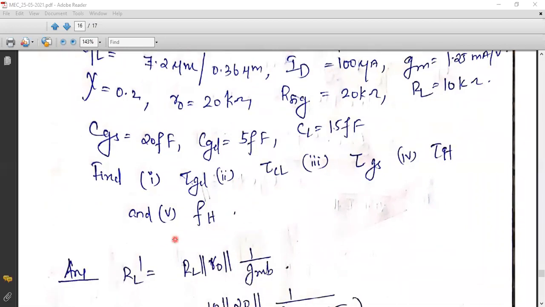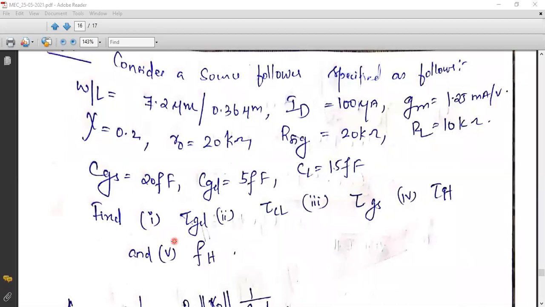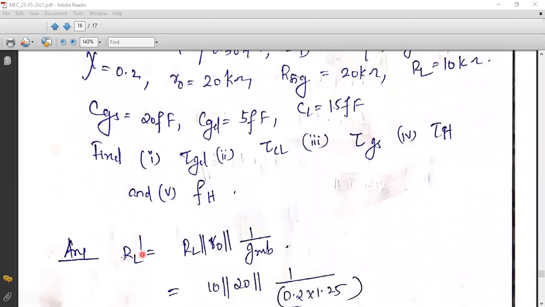So first, let us find what is RL dash, because in the circuit analysis, we have taken the concept of RL dash, that is nothing but the parallel effect of capital RL, R0 and 1 by GMB. For simplification, we have done like that, right? We have three resistances in fact, but together we have treated it as RL dash. So let us find the value of RL dash first. What is RL? RL is 10K. No need to convert into ohms. So let it be in kilo ohm itself. So 10K parallel R0 is 20, 10 parallel 20, parallel 1 by GMB.